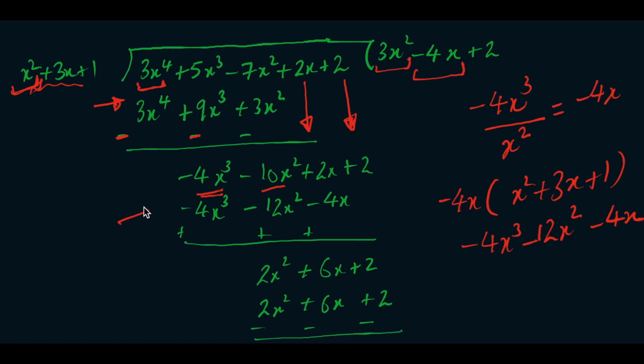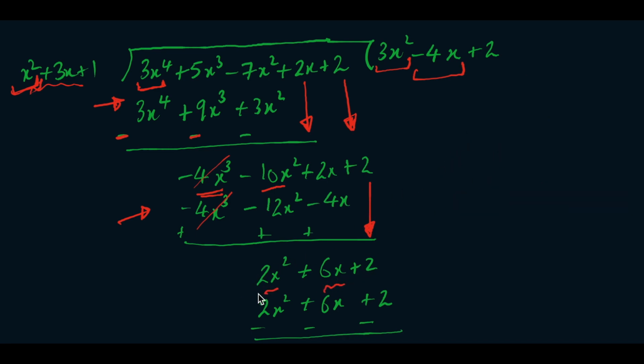So we write it here. So this is a minus sign, so it becomes a plus. This is minus 12, so it is a plus. This is minus 4, so it is a plus. This 2 will cancel out. Minus 10 plus 12 becomes 2x square. Similarly, plus 2 plus 4 will give 6x. So this 2 will come down. So we have 2x square plus 6x plus 2.